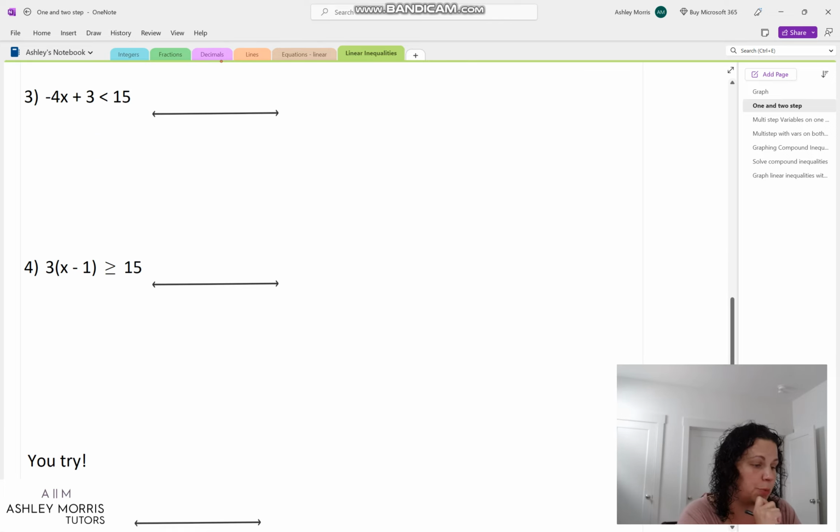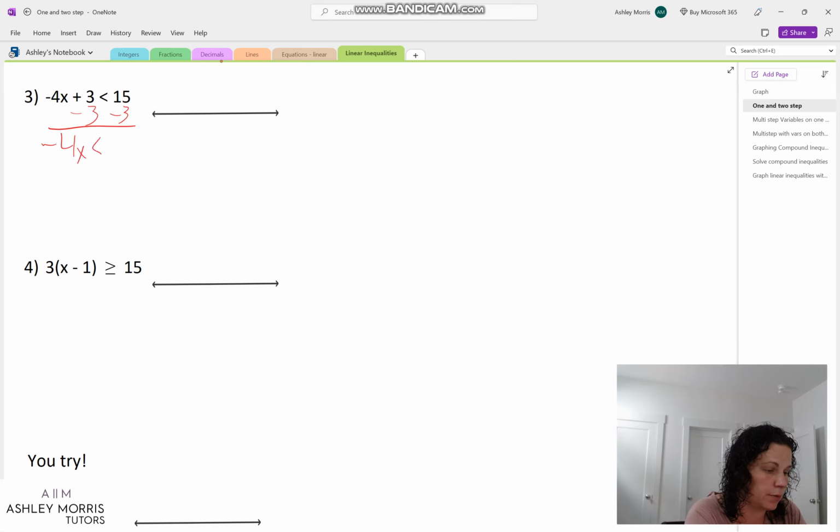Okay, number 3. Subtract 3, no division or multiplication, so don't have to worry about that. Divide both sides by negative 4. Ooh, I divided by negative 4. So I'm going to flip that sign over and make it minus 3, negative 3. So negative 2, negative 3, negative 4. We're going to do an open circle and shade greater than.